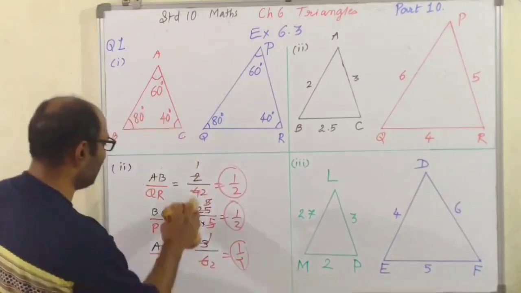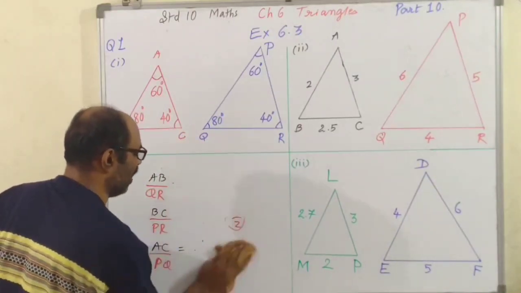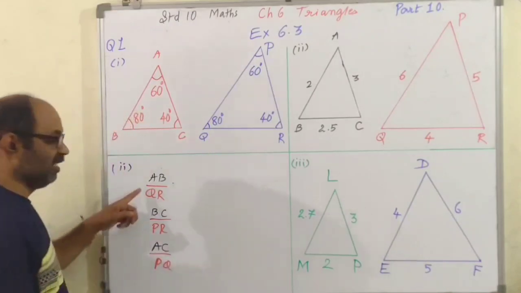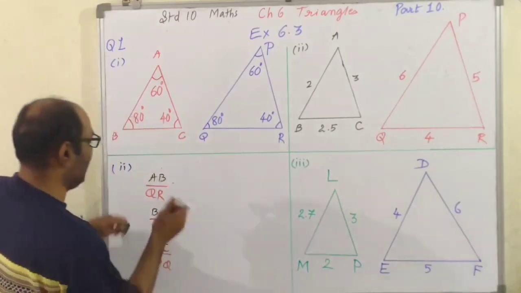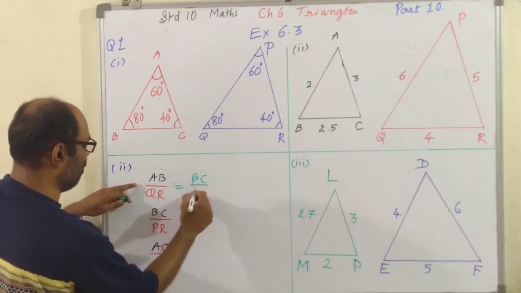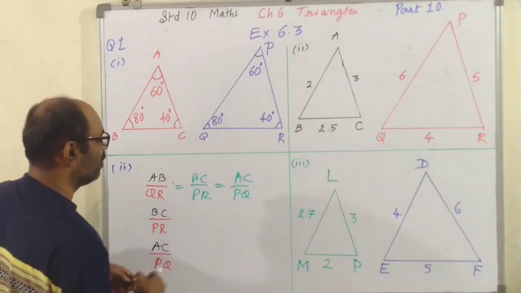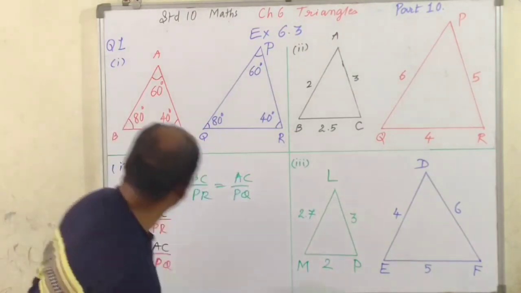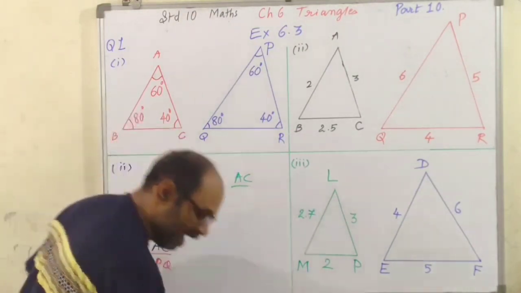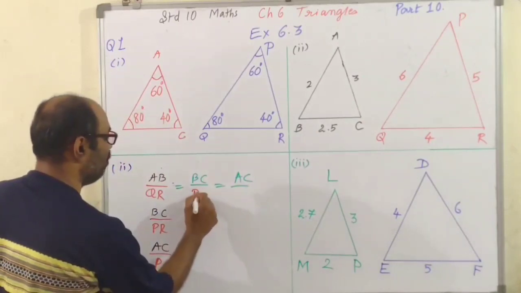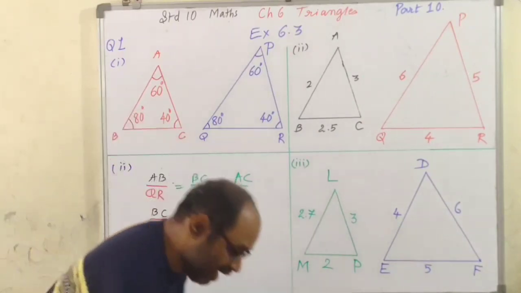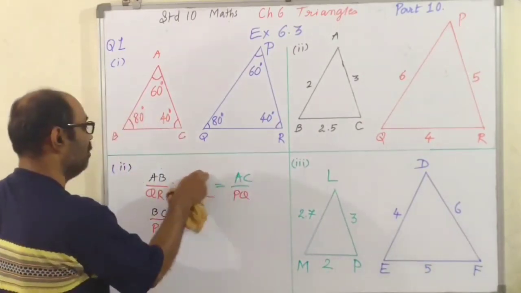All right. I'll just erase that. You know now these are equal. These are equal. These are equal. Correct? Let me write here. BC upon PR is equal to AC upon PQ. I should use the color, children. PR and PQ. And up I should use black color.